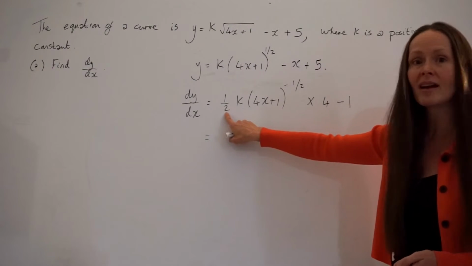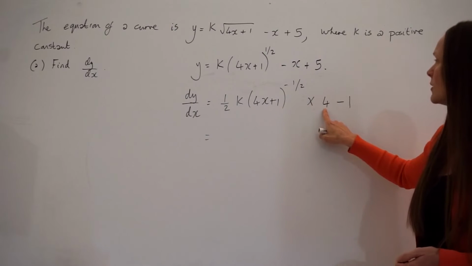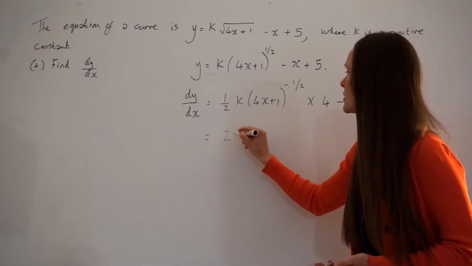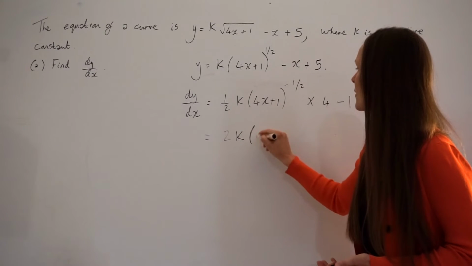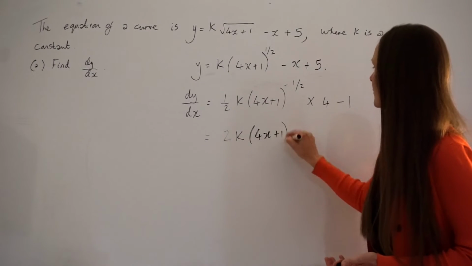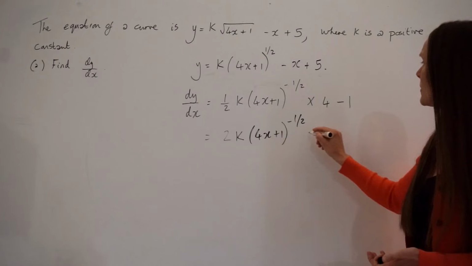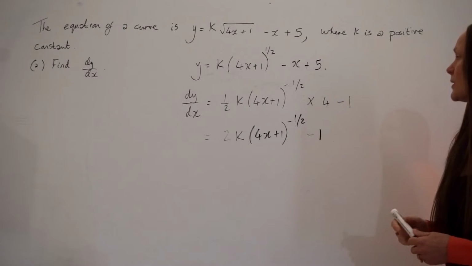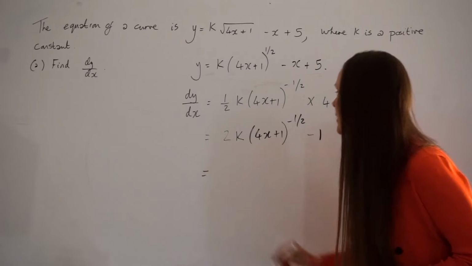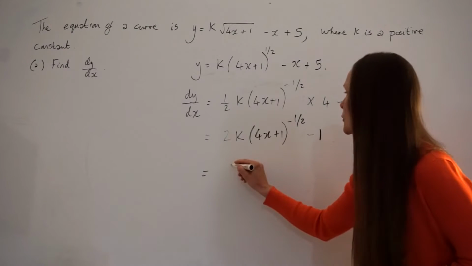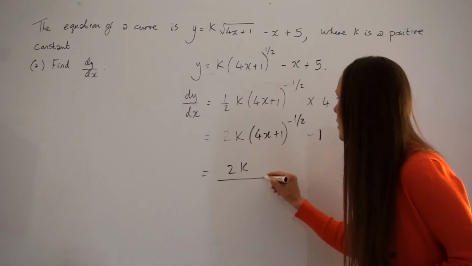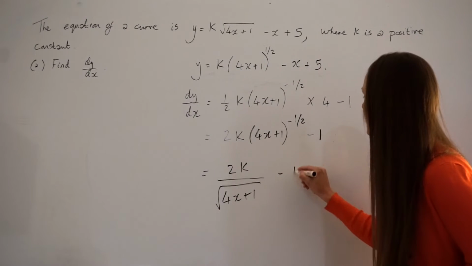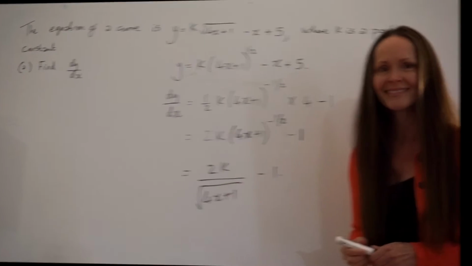So I can multiply a half here by 4. A half multiplied by 4 is just half of 4, which is 2. So I have 2k. Then everything else here stays the same, and I remember we're subtracting 1. So that's the answer. That's dy by dx. If you want, you could also rewrite it as a fraction, although you would get the marks for this. You could rewrite it as 2k over 4x plus 1, all square rooted, take away 1, and that is okay as well.